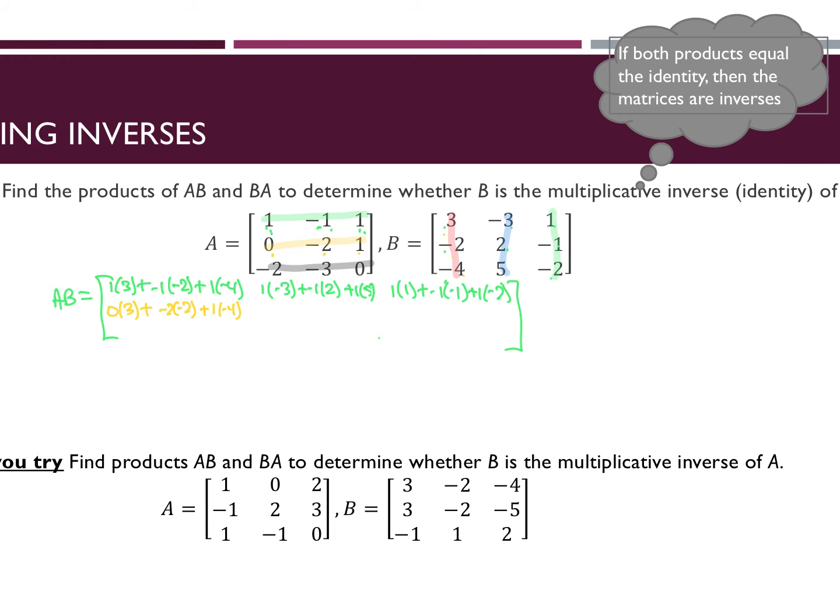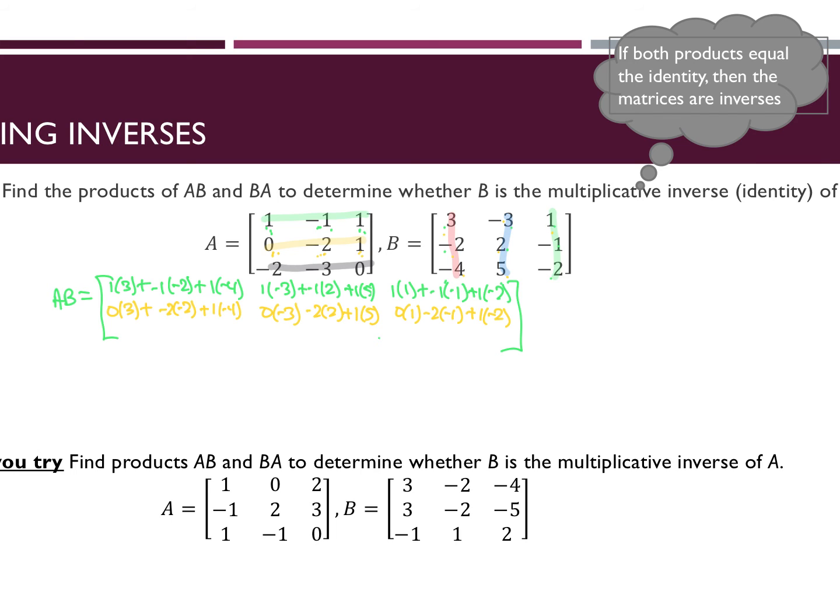Okay, so yellow row into the blue column, 0 times 3, -2 times 2, 1 times 5. And then we'll take the yellow row into the green column, 0 times 1, -2 times -1, 1 times -2.